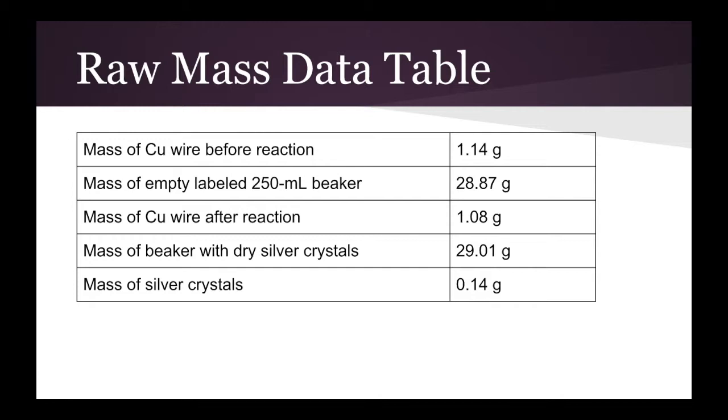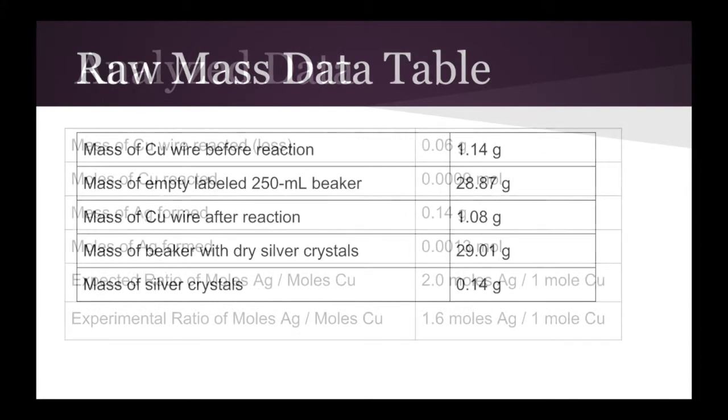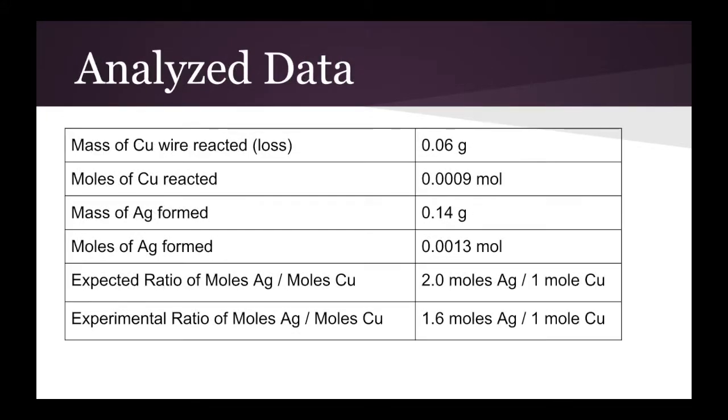The mass of the copper wire before the reaction was 1.14 grams. The mass of the empty labeled 250 milliliter beaker is 28.87 grams. The mass of the copper wire after the reaction was 1.08 grams. The mass of the beaker with the dry silver crystals is 29.01 grams. The mass of the silver crystals is 0.14 grams. The mass of the copper wire reacted or lost was 0.6 grams. The moles of copper reacted was 0.0009 moles. The mass of silver formed was 0.14 grams. The moles of silver formed was 0.0013 moles.